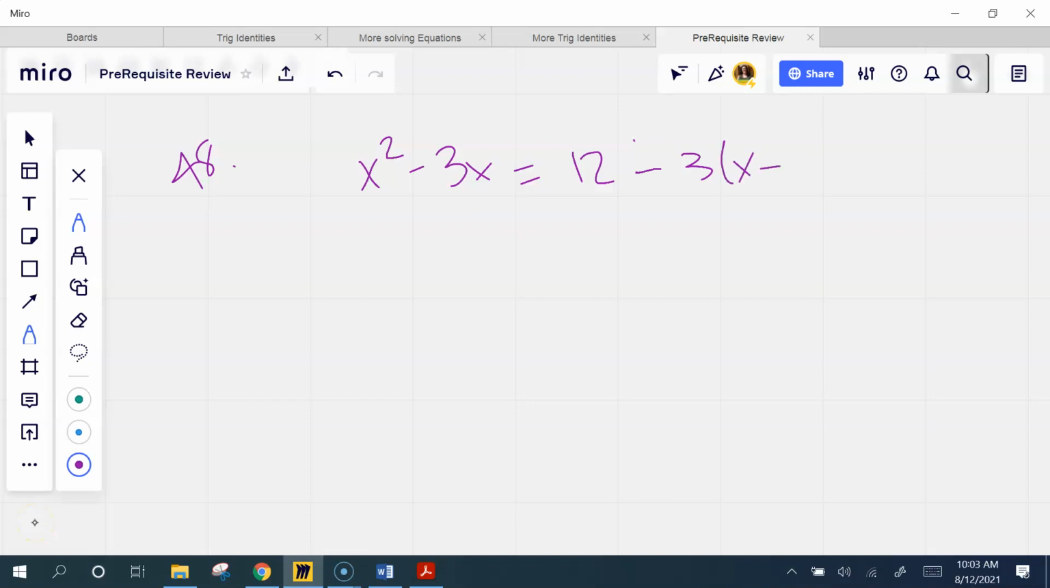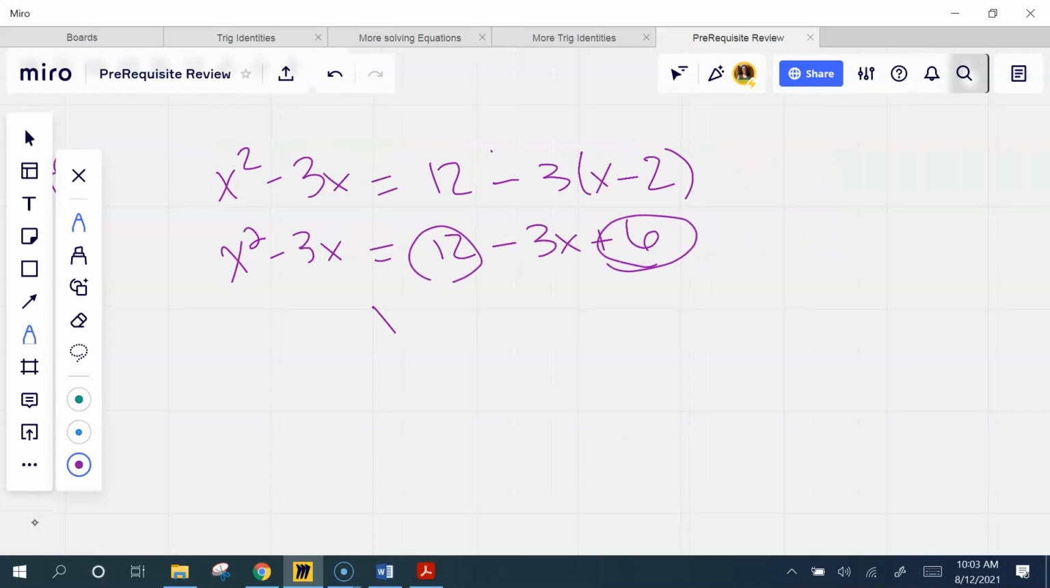Minus 3 times x minus 2. So I'm just going to clean this up a little bit and see what I'm working with. All right, x squared minus x equals minus 3x plus 6. Since I have a quadratic, I'm going to go everything on the same side and see what we do. Let me combine this first.